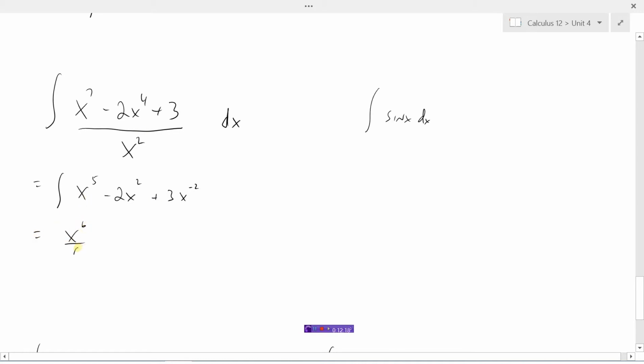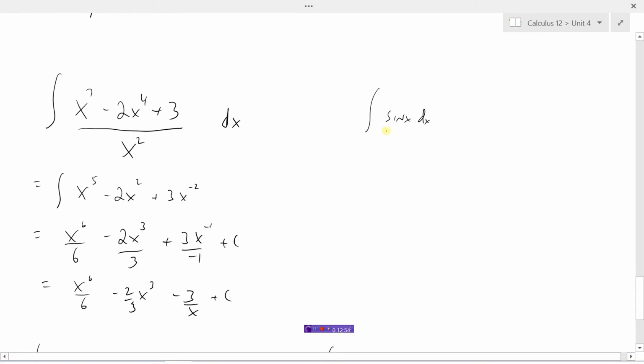So add 1 to the exponent, divide by the exponent, add 1 to the exponent, divide by the exponent, add 1 to the exponent, divide by the exponent. So add 1 is now negative 1. And then I can write this as x to the 6 divided by 6 minus 2/3 x cubed minus 3 over x, because x to the minus 1, we'll put that in the denominator with a positive exponent, plus c.